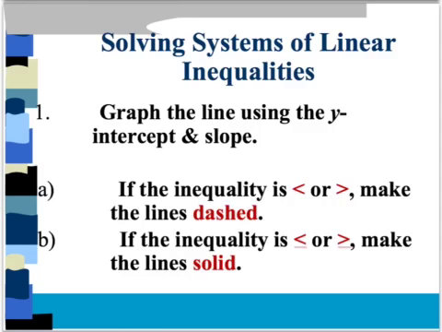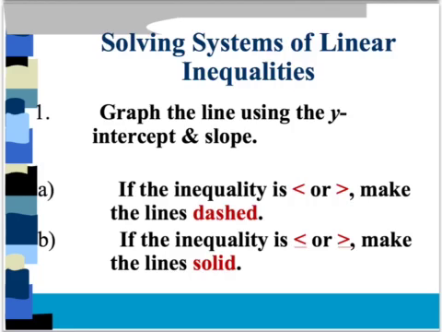So some of our age-old tricks to graphing inequalities show up in this as well. We're going to use the y-intercept and slope. The y-intercept is the b value, and slope is the rate of change, the m value. But we also use our less than and greater than signs to tell us about the line. In this case, less than and greater than do not have equals applied to them, so they are a dashed line. And when you have the equal sign applied, those are solid lines.